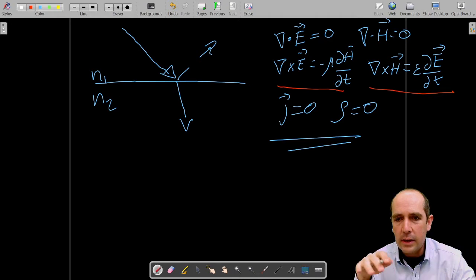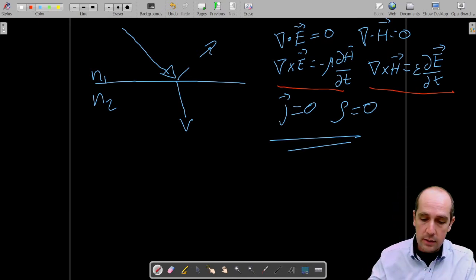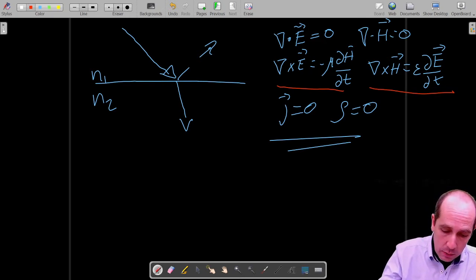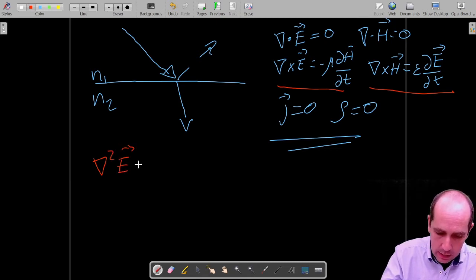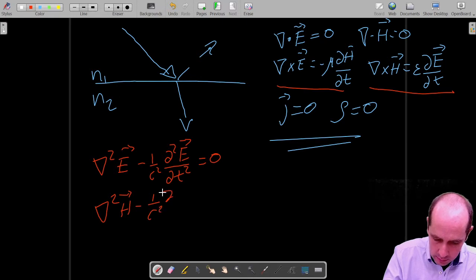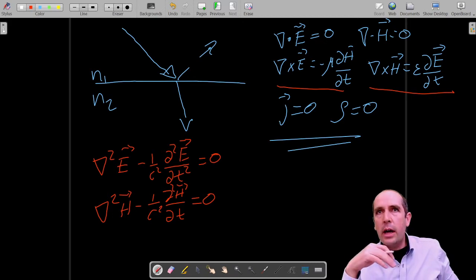So by doing that and using some of the identities you can find in any calculus book, you can show that the electric field complies with the wave equation, which basically says that the Laplacian of the electric field minus 1 over c squared, the second derivative of E with respect to time, is equal to 0, and that the Laplacian of H, the magnetic field, minus 1 over c squared, the second derivative with respect to time, is also equal to zero. So you can do that as part of your homework.